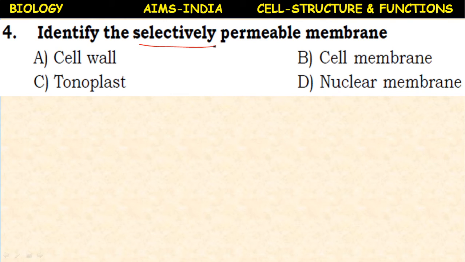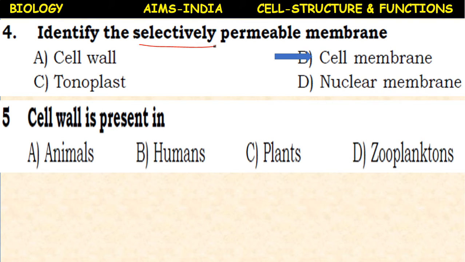So cell wall is present in the plant cell, the vacuoles are covered by tonoplast membrane, nucleus is covered by nuclear membrane, and the cell membrane is present both in plant cells and animal cells or all living cells. So selectively permeable membrane is cell membrane, or it is also called semi-permeable membrane.